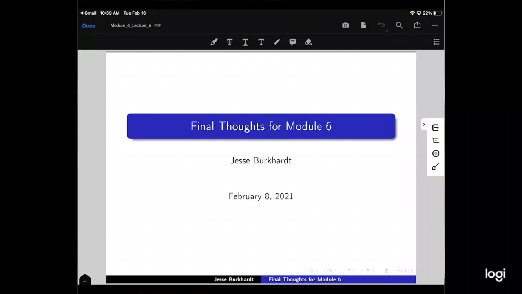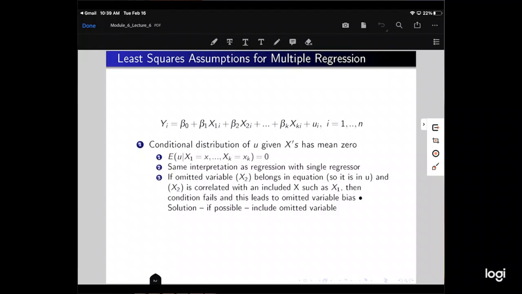Okay, so some final thoughts for Module 6. Let's, of course, go through the least squares assumptions for multiple regression. Of course, we need some assumptions. We can't just run our models without thinking about them. So let's suppose we have our generic model with as many independent regressors as we want. In this case, it's up to k regressors.